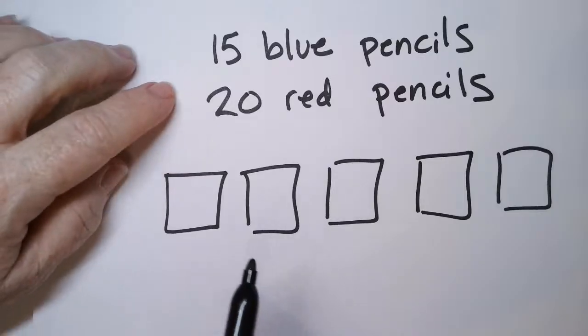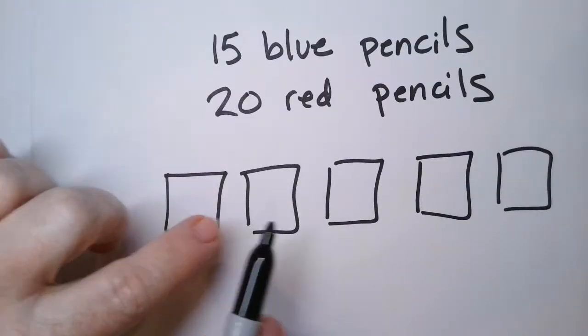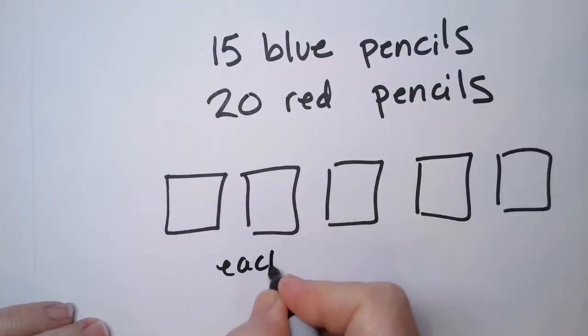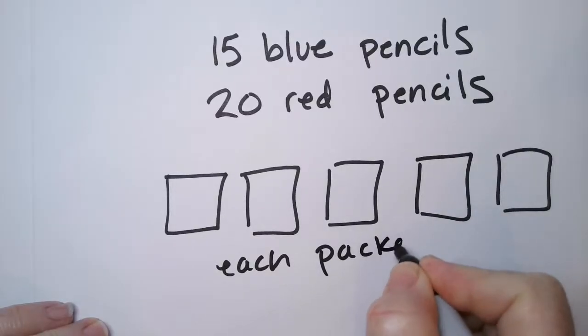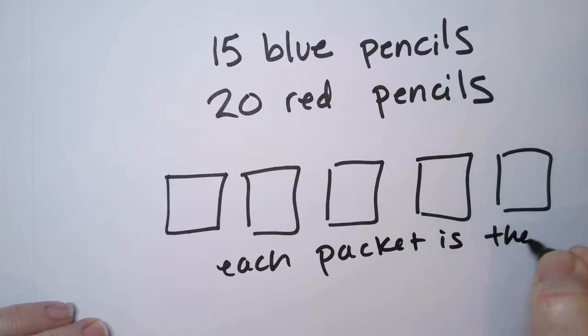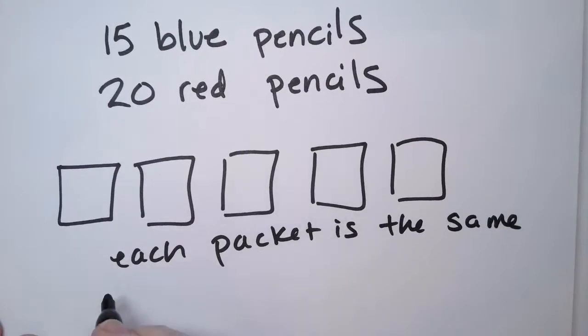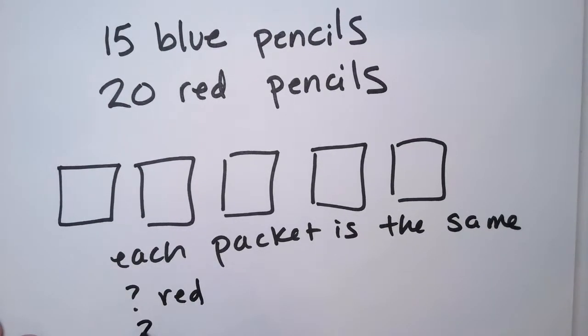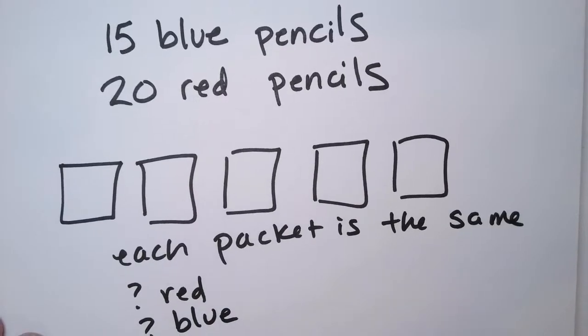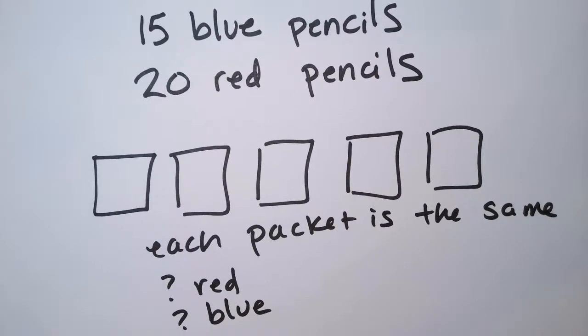Oh, wait, that didn't come out right. I want each packet to be identical. Packet is the same, identical. Okay, so what I want to know is how many red go in each and how many blue, so it comes out even with no leftovers. Okay. I'll give you a 15-second head start, then I'm going to come in and we'll talk about it.